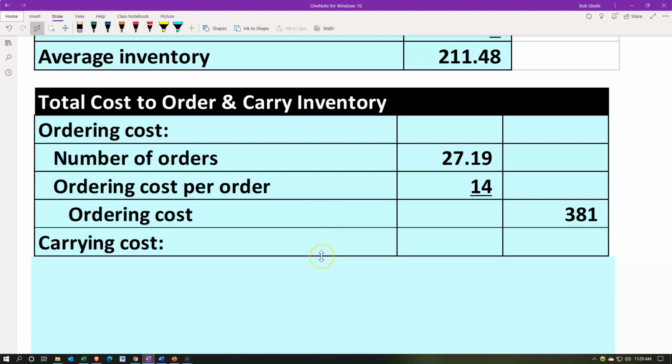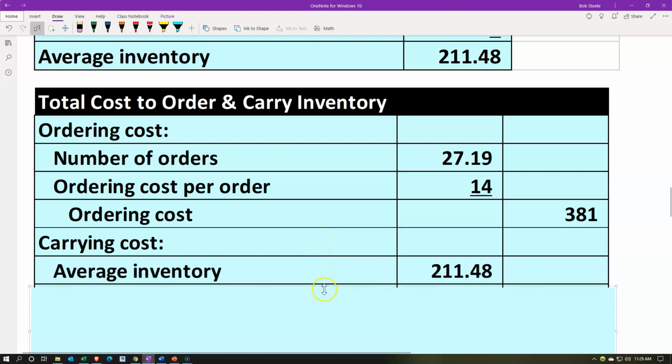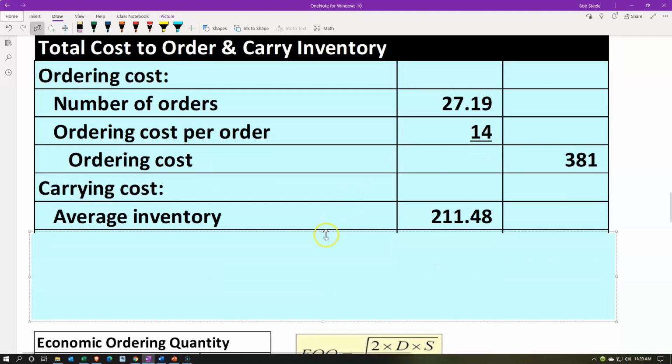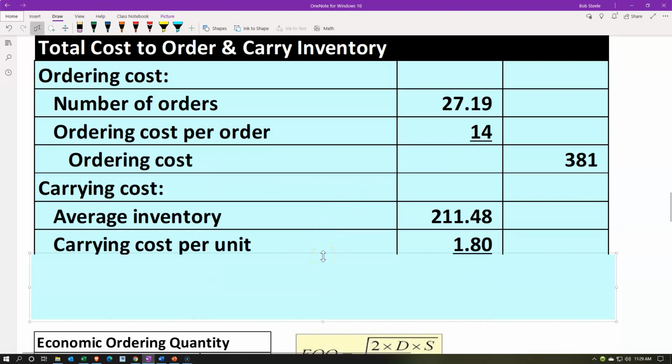Then on the carrying costs, we said the average inventory is going to be 211.48. That's our average inventory we calculated up top. And then we said the carrying cost per unit is $1.80.